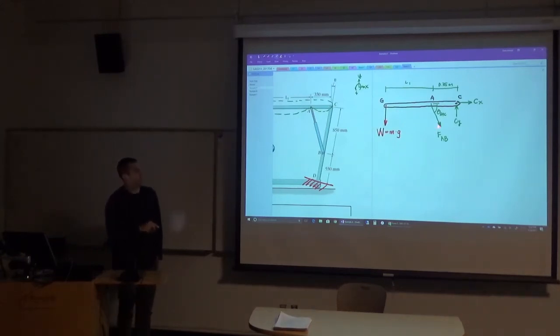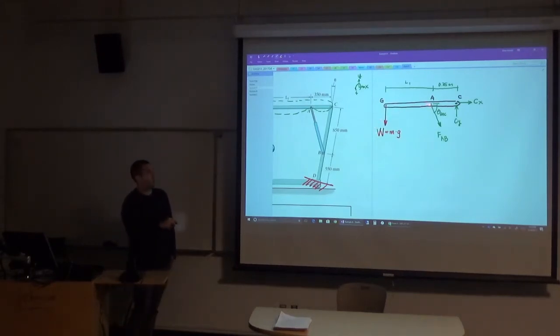Yeah, Cy. FAB won't because it passes right through A. What about Cx? Yeah, its line of action passes right through point A as well. Now, I already know W, and it doesn't pass through A, which is good. And so that tells me that Cy and W are the only forces that are going to show up in that moment equilibrium equation, and I know all the geometry, so I'd be able to solve for Cy directly.